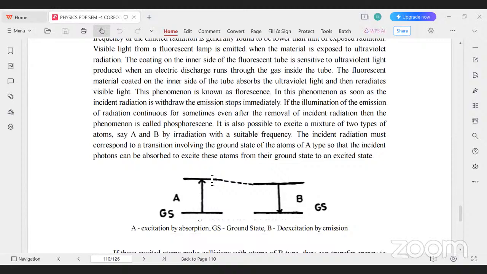As soon as the incident radiation is withdrawn, the emission stops immediately. If the emission of radiation continues for some time even after the removal of the incident radiation, then the phenomenon is called phosphorescence.